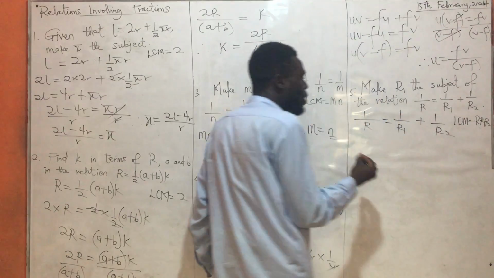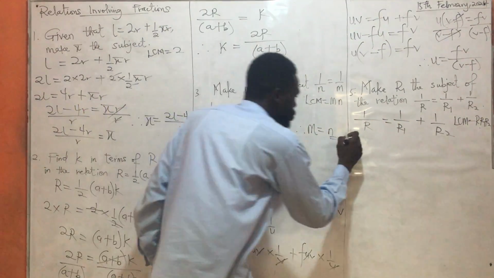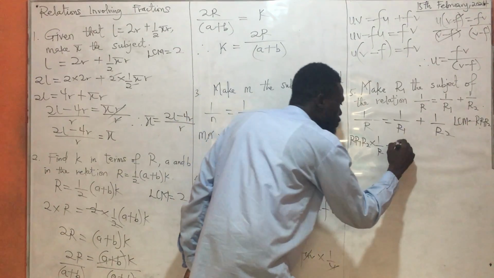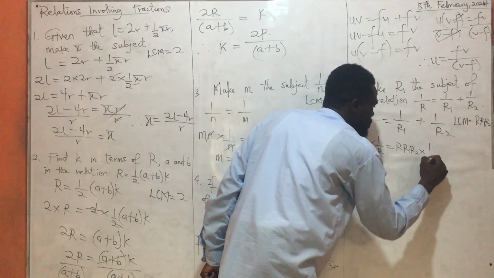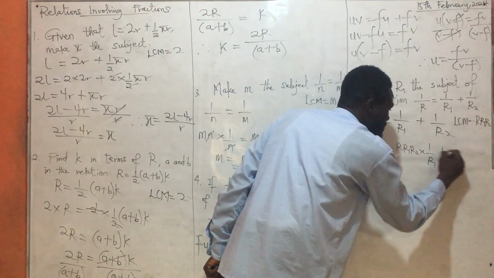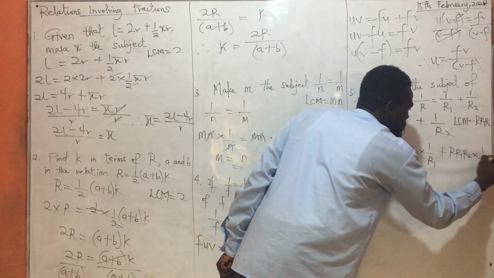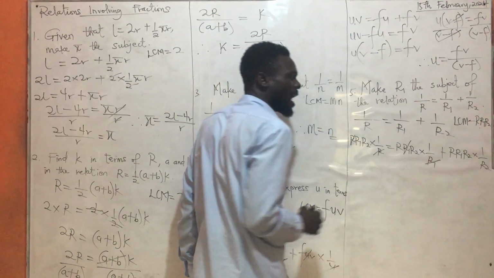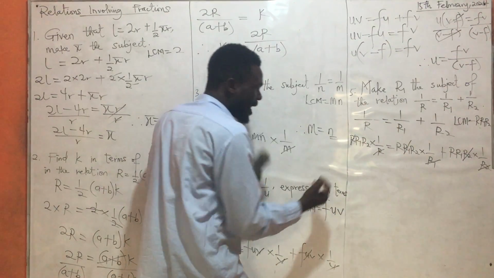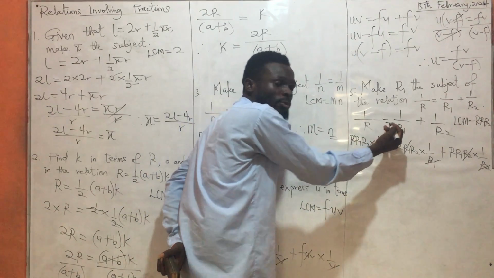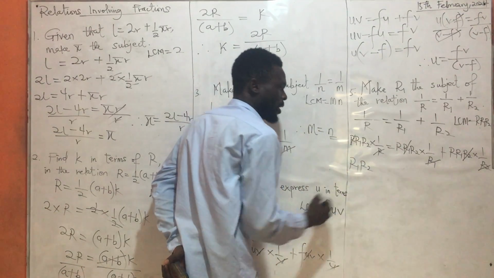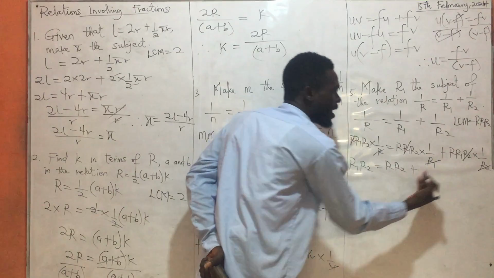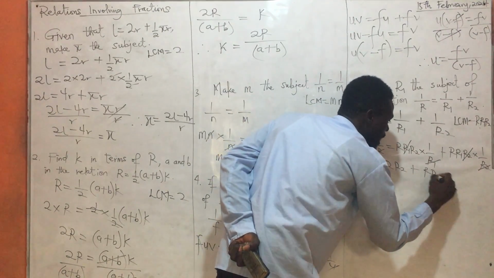Now that you have the LCM, multiply each of the terms by your LCM. So R, R1, R2 times 1 over R, which is the first term, is equal to R, R1, R2 times 1 over R1, which is the second term, plus R, R1, R2 times 1 over R2, which is the last term. So the R will cancel out the R, the R1 will cancel out the R1, R2 will cancel out the R2. So now, what are we left with? We are left with R1, R2 times 1, which is R1, R2, is equal to R2 times 1 is R2, then plus R1 times 1 is R1.